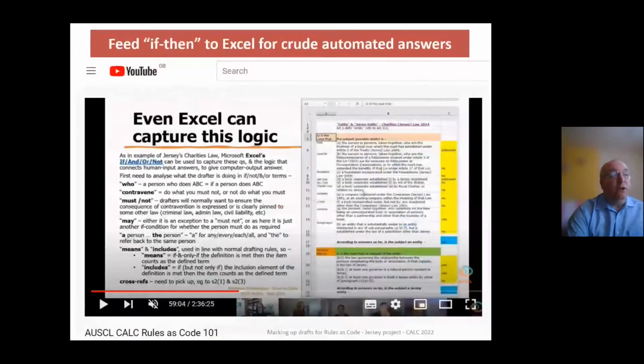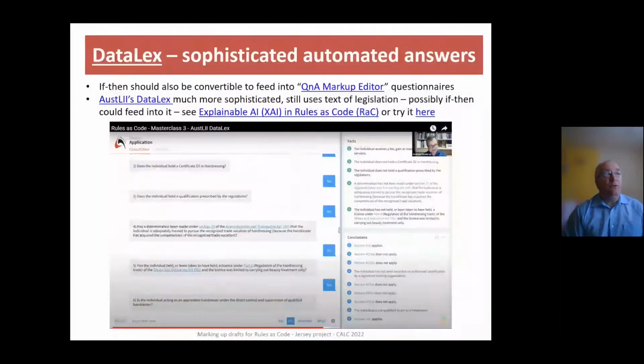We have already used very crude ways of doing this, so Excel is available to everybody, and the if-then logic available in Excel can be used to produce answers to questions where the questions just use the text of the law. Much more sophisticated is DataLex from Ostly. Again, it uses the text of the law to produce questions which then give you answers using the logic of the legislation. There's also Q&A markup editor, which is also linked off here, which gives a questionnaire system.